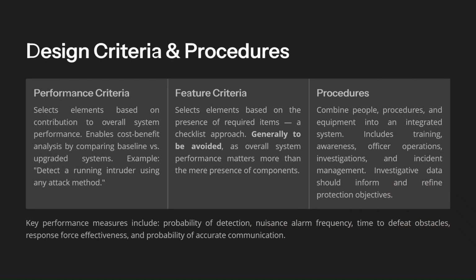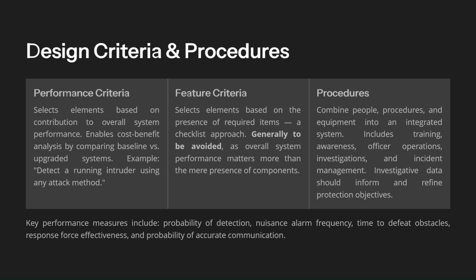Now let's focus on how security design is translated into measurable and actionable criteria. Performance criteria define what the security system must achieve. These are outcome-based and measurable. For example, detecting an intrusion within a specified time or ensuring a defined response capability. Feature criteria, on the other hand, focus on the physical and technical attributes of the system, such as the presence of cameras, alarms, barriers, or access control mechanisms. While features are important, they must always support performance outcomes.